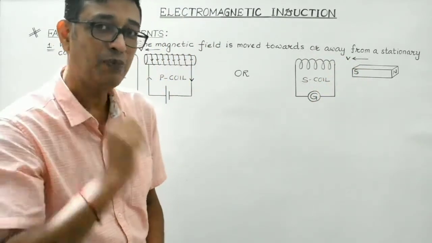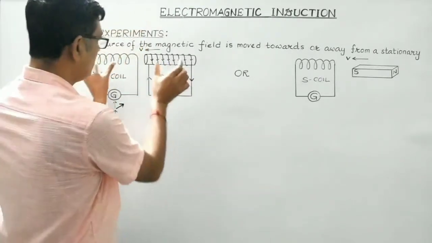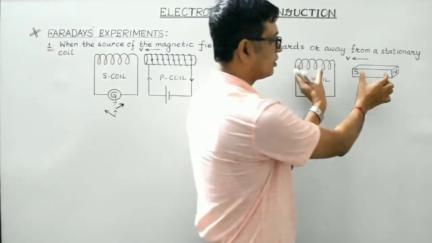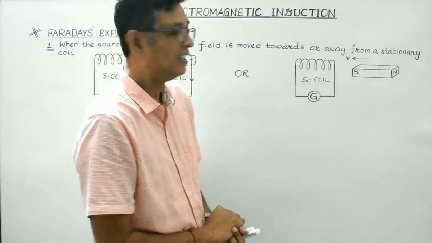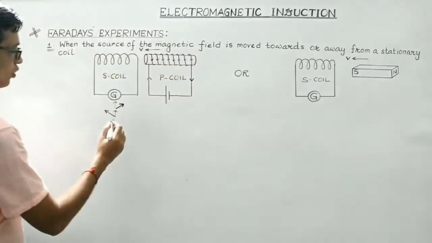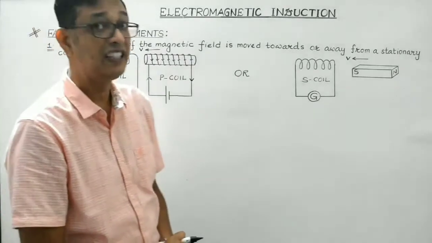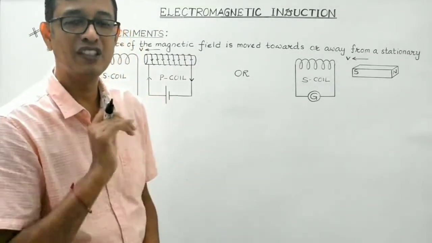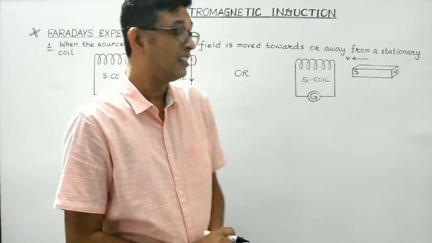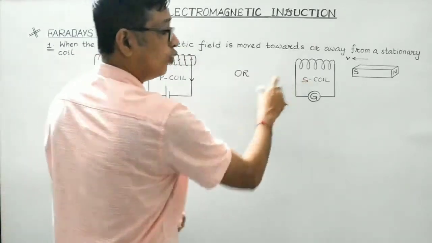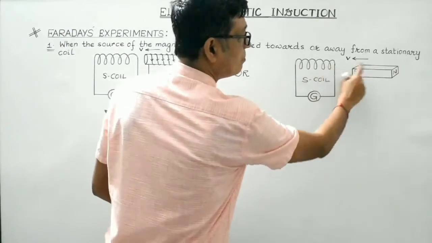Now, there is another very important observation. In the absence of any relative motion, that is, when both are kept stationary, none of the coil or the source of magnetic field is moved, then the galvanometer is found to show zero deflection. The pointer remains in its original position, indicating no current is produced in the S coil. So, Faraday concluded that the current is produced in the S coil only when there is a relative motion between the coil and the source of the magnetic field.